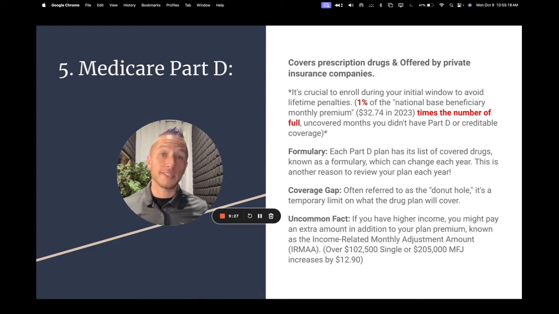An uncommon fact on Part D is that if you make too much income, you could see a premium increase on this type of policy as well. The same numbers as Part B that I mentioned earlier apply: if you make over $102,500 as an individual or $205,000 married filing jointly, your next increase on your premium would be another $12.90 on top of the plan you're paying for. So fun fact, if you make too much income throughout your retirement years, you could have an increase on your premium cost for your Part D coverage as well.